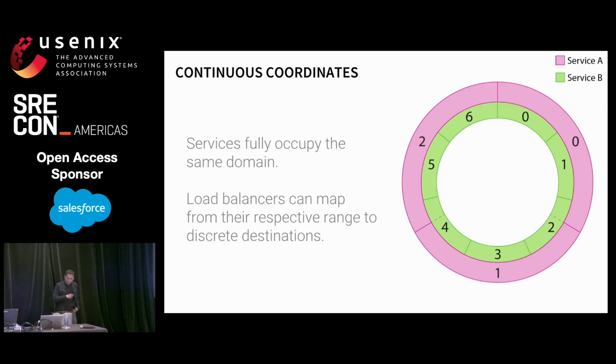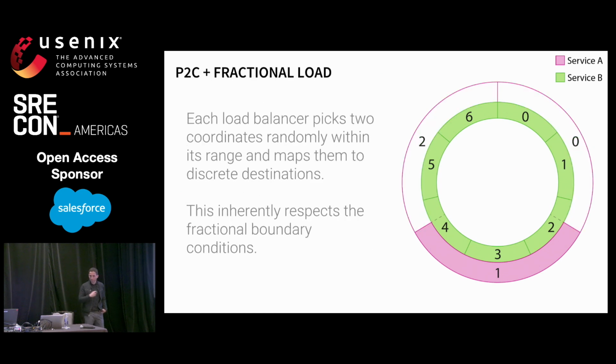So to combat this, what we did was we moved to continuous coordinates. So services now fully occupy the domain, and an instance effectively just takes a slice of the domain and it can map to the service that it's talking to. So this looks good so long as we can actually respect this representation when we're load balancing.